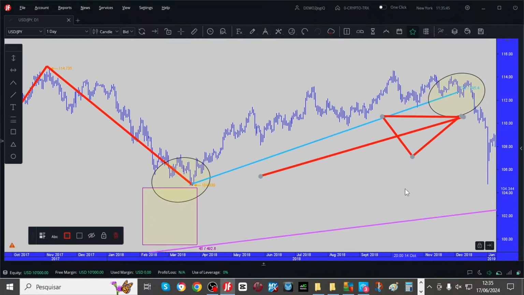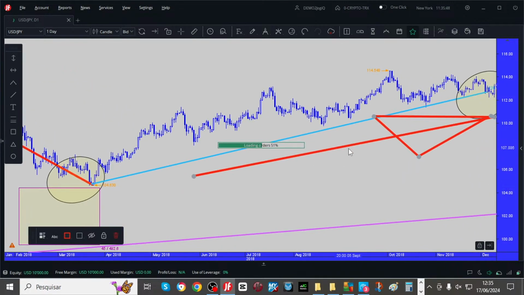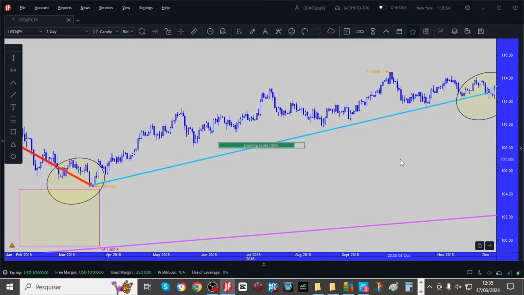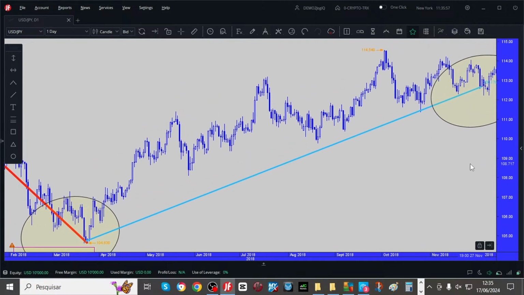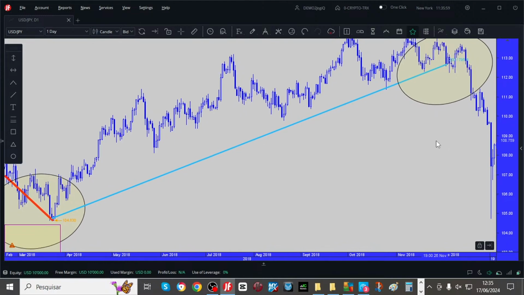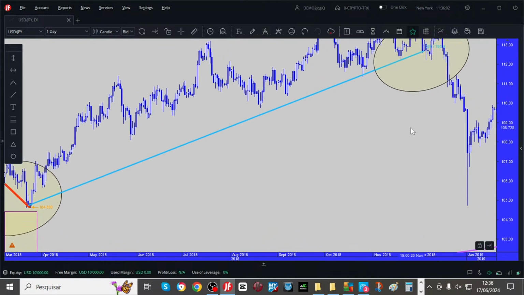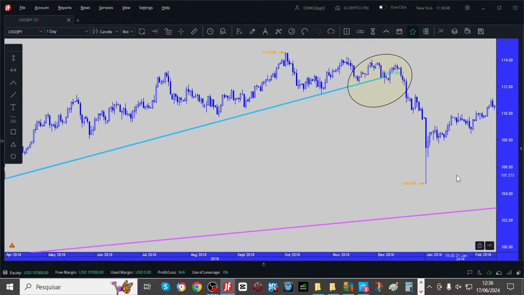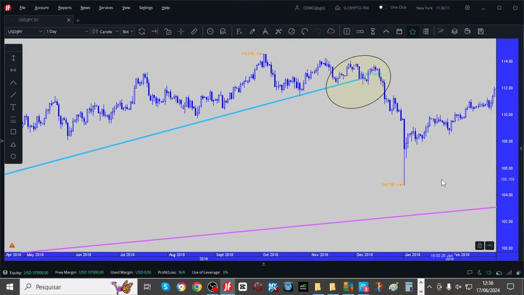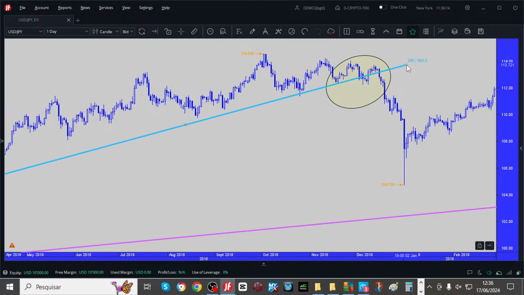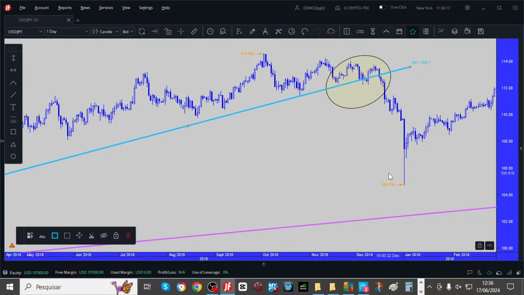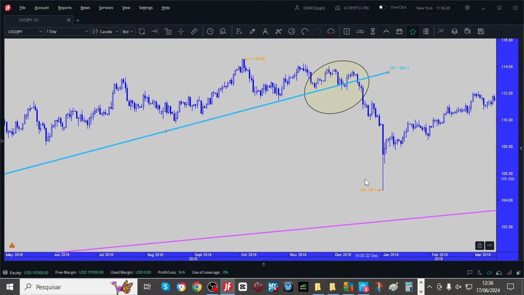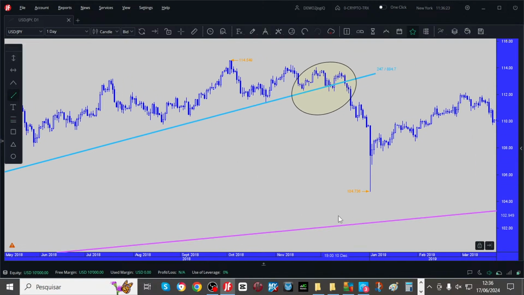See how the market works? The market broke the blue uptrend line and starts going down and down, right? Agreed, everybody? And now you have another opportunity. Would you short the market?